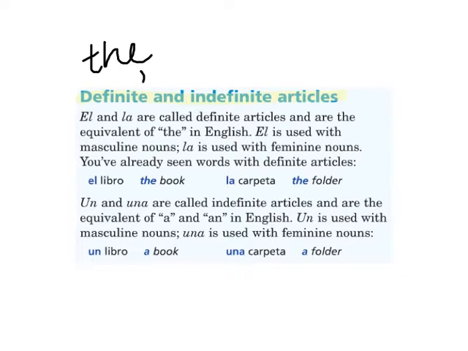An indefinite article is a or an. This is something that's not definite. I want a dog. Doesn't matter which dog, you just want a dog. I want an apple. You're not choosing a specific one.